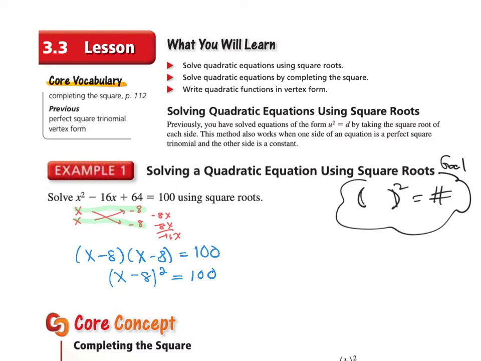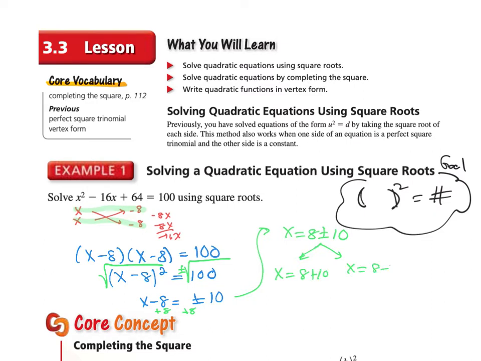We talked about this when we were factoring, and we're going to use this little phenomenon. Then we can solve this like we did in section 1. We can take the square root of both sides. Don't forget your positive and negative. So x minus 8 equals plus or minus, and the square root of 100 is 10. We add 8 to both sides, so x equals 8 plus or minus 10. We break it into two parts: x equals 8 plus 10, and x equals 8 minus 10. So x equals 18, x equals negative 2. We get two solutions here.